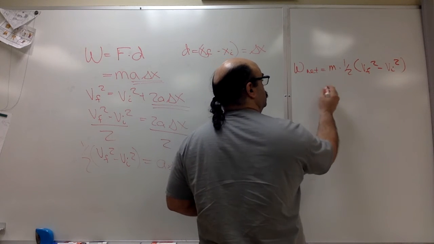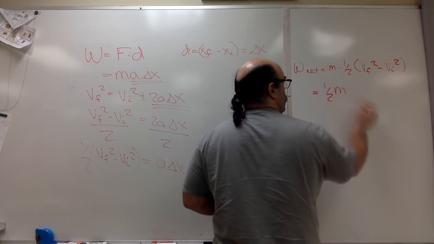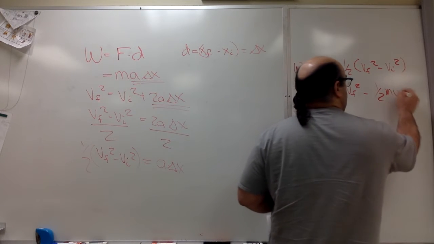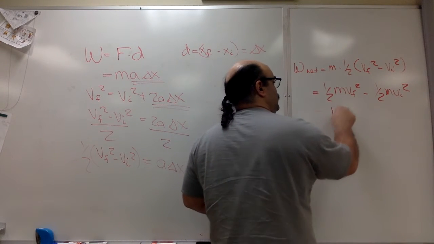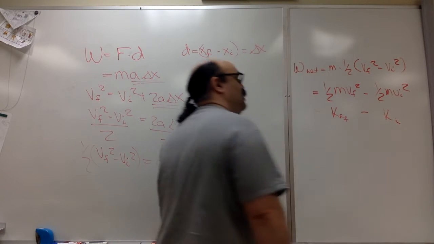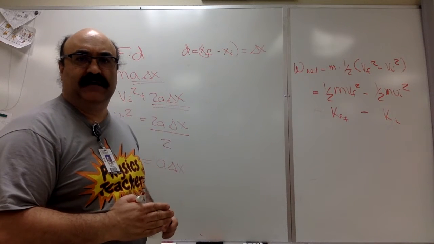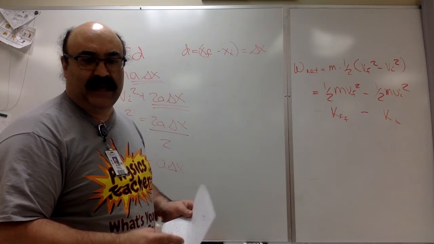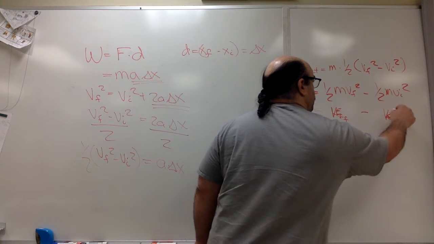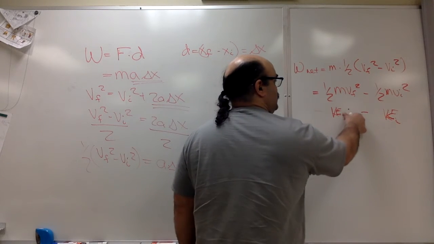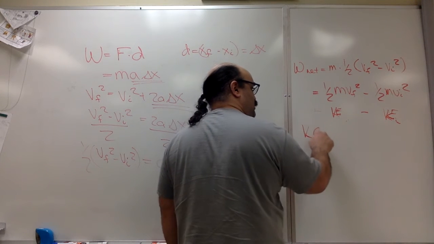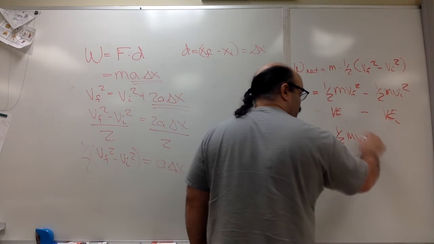Distributing that out, taking a look at this as 1/2 m v sub f squared minus 1/2 m v sub i squared, where this is the kinetic energy final, this is the kinetic energy initial. So we're saying that the net work done on an object is simply the difference in the kinetic energy. Kinetic energy, KE, not to be confused with temperature, kinetic energy is the energy an object has because it is moving. Our definition, kinetic energy is very simply 1/2 mv squared.